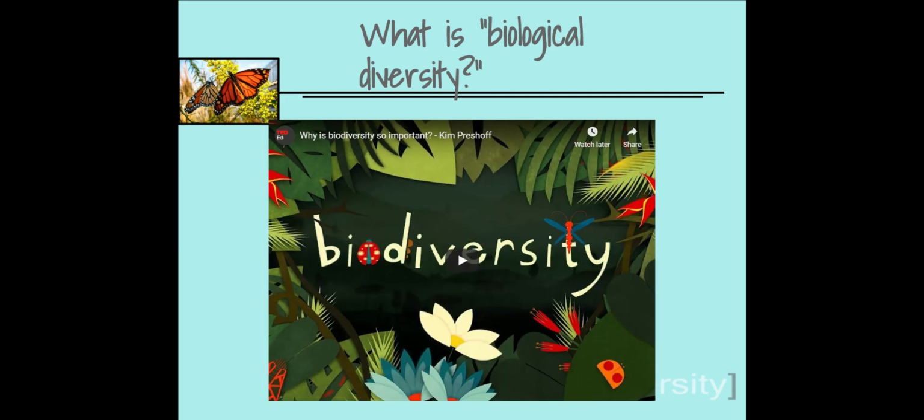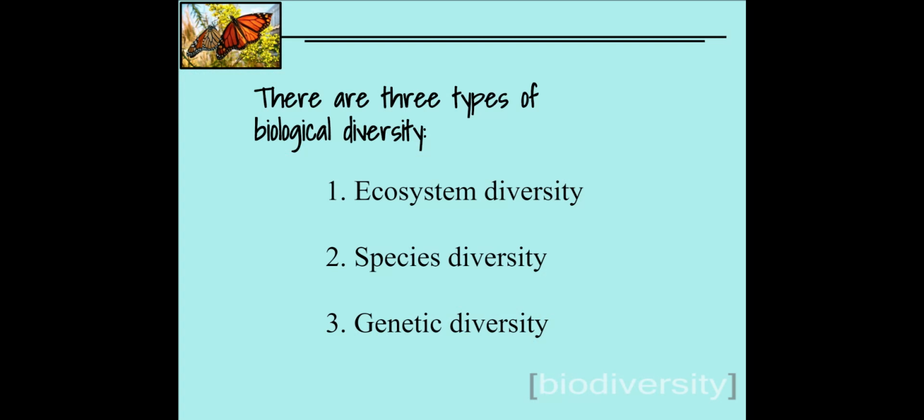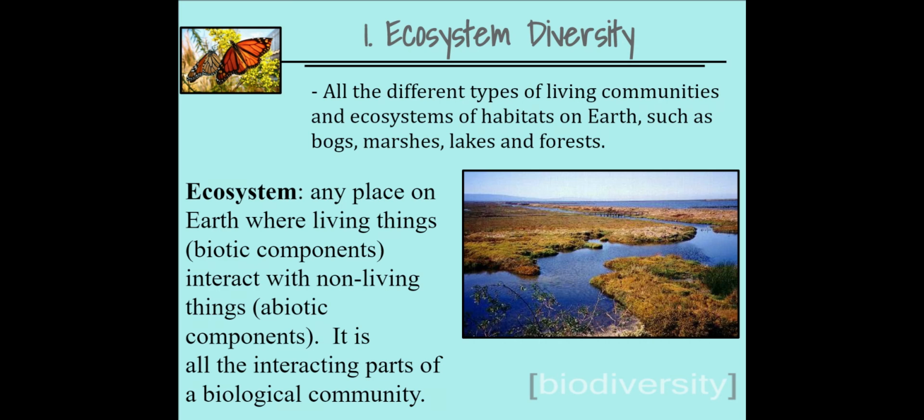So I'm going to link this video in to watch in a minute. But we're going to talk about the three different types of diversity that are found: ecosystem, species, and genetic. We're going to start with ecosystem diversity.